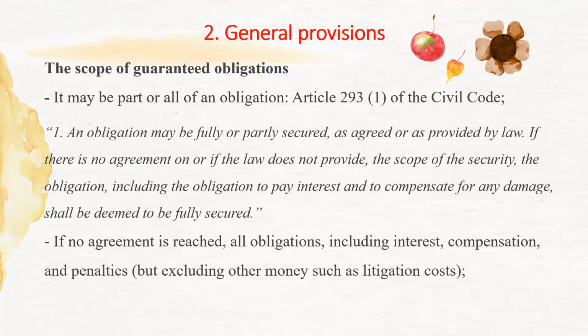We have some scope of guaranteed obligation. This may be part or all of an obligation. Article 293, Section 1 of the Civil Code: an obligation may be fully or partly secured as agreed or as provided by law. If there is no agreement, or if the law does not provide the scope of security, the obligation, including the obligation to pay interest and to compensate for any damage, shall be deemed to be fully secured. If no agreement is reached, the obligation includes interest, compensation, and penalty, but excludes other amounts, such as litigation cost.